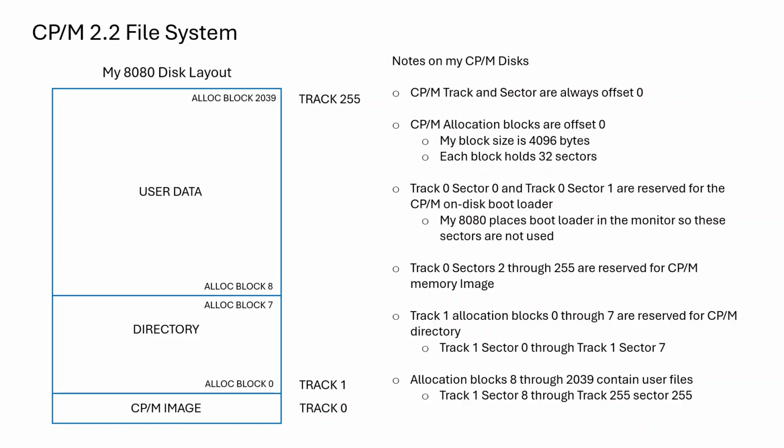Each allocation block holds 32 sectors. I can get 32 sectors inside of a single allocation block. Track 0, Sector 0, and Track 0, Sector 1, as I mentioned earlier, are reserved for the CP/M on-disk bootloader. Might use that in the future, might not. Track 0, Sectors 2 through 255 are reserved for the CP/M memory image. Track 1, allocation blocks 0 through 7 are reserved for the directory. Allocation blocks 8 through 2039 contain user files.